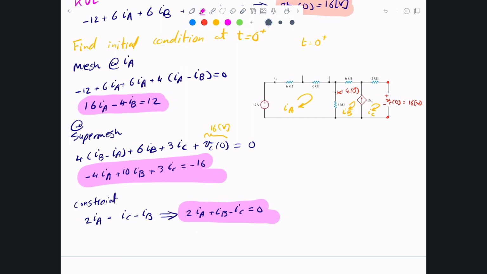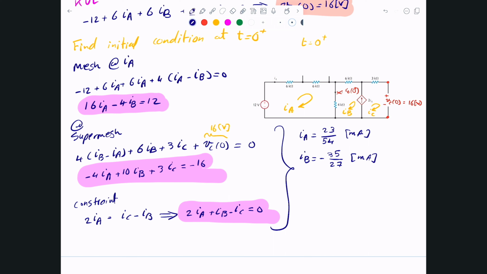So you take a look at these three equations, three unknowns. What you'll end up with is the following. I of A for this particular case will be 23 divided by 54 milliamps. And the I of B will be -35 divided by 27 milliamps. And then the I of C is -4 divided by 9 milliamp.